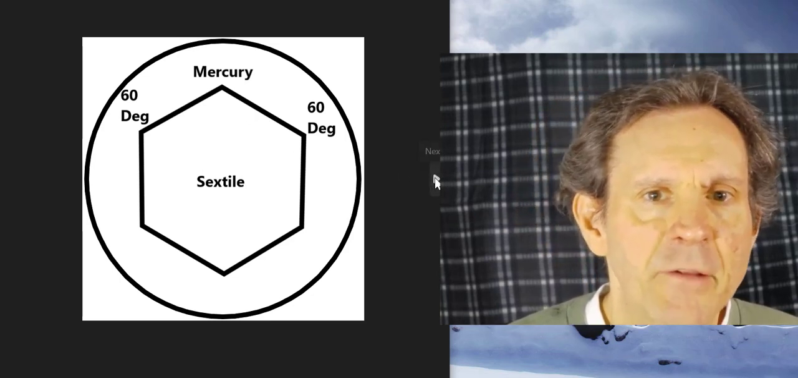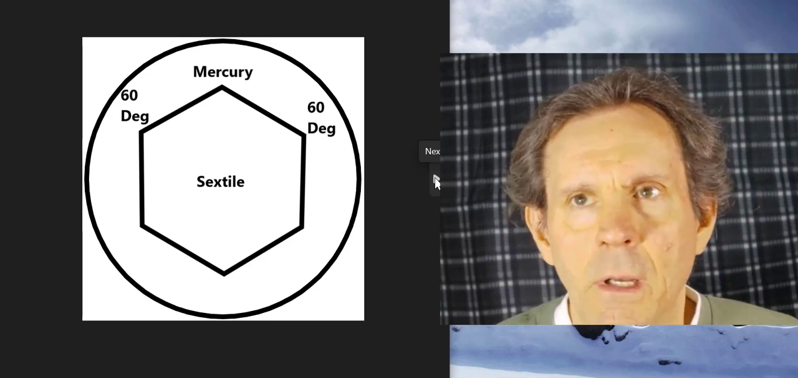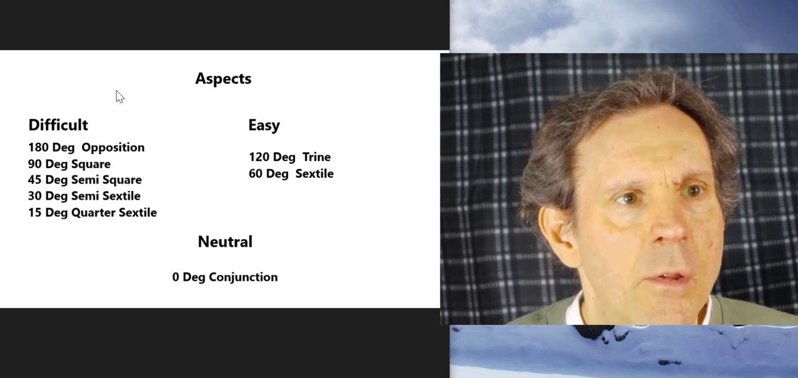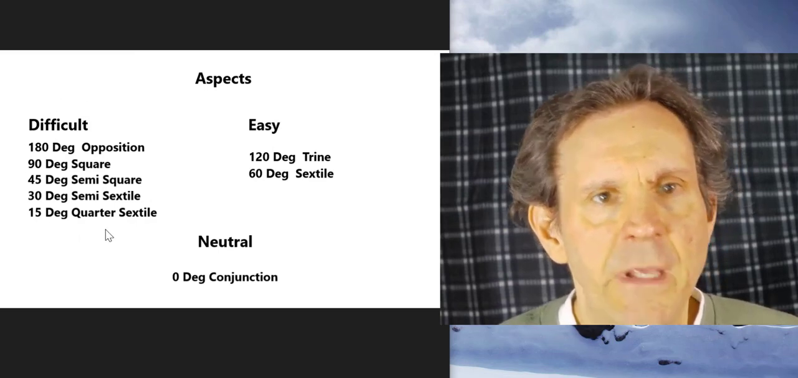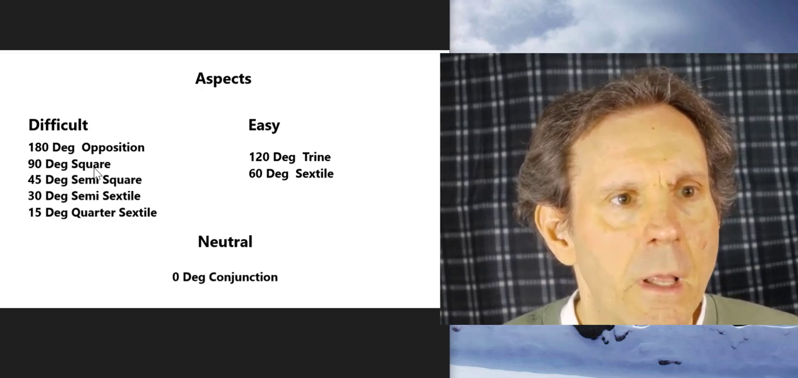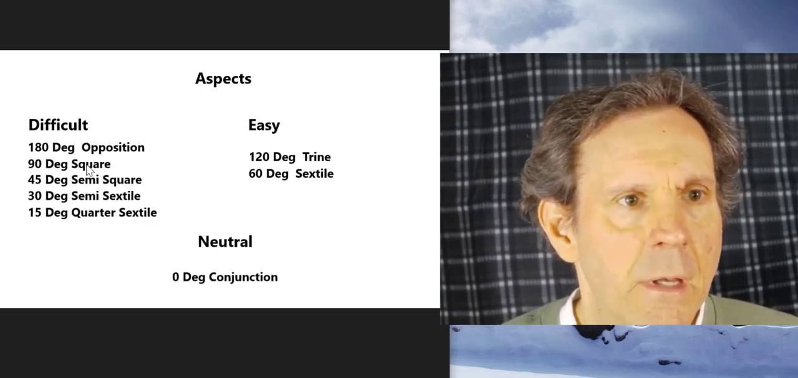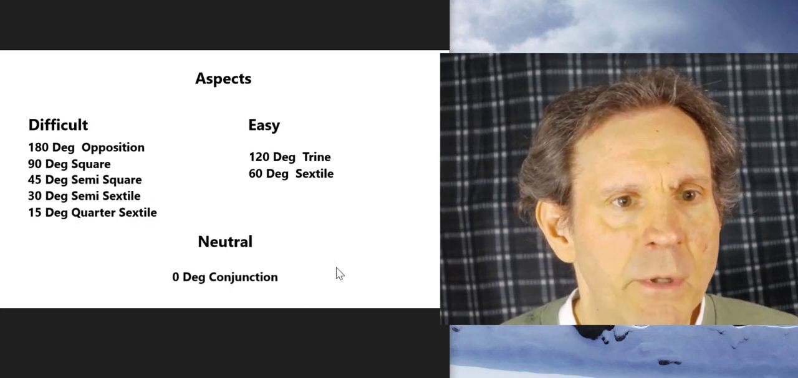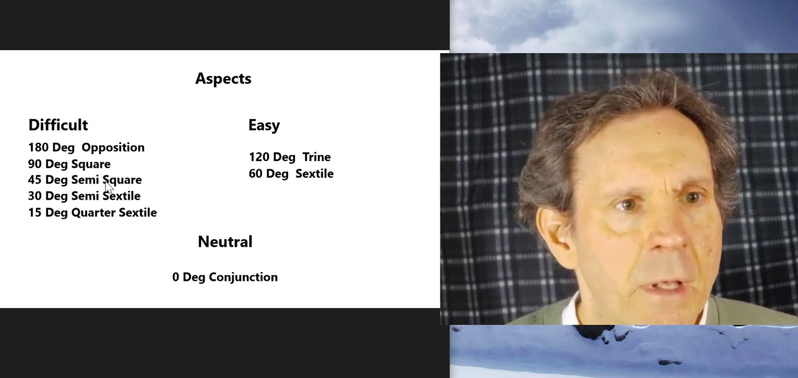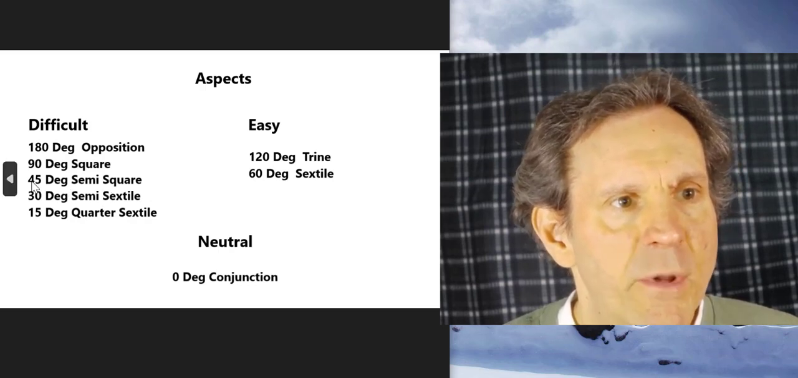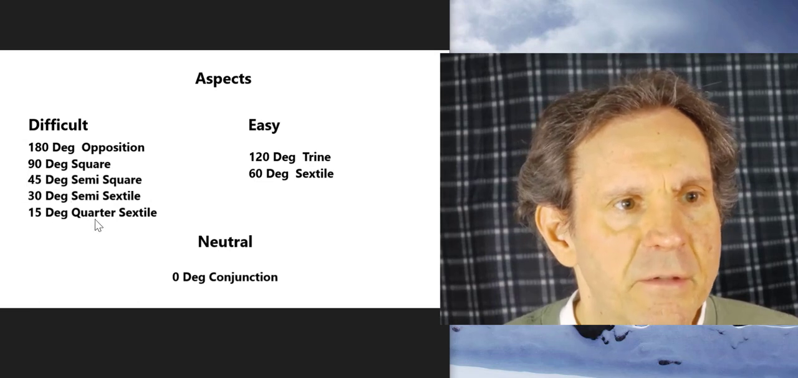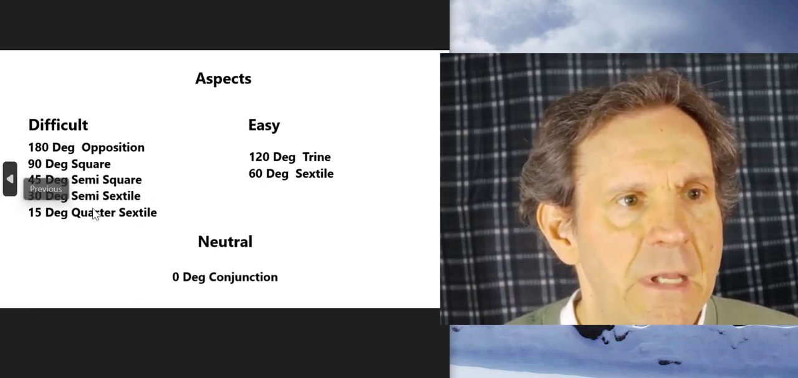Now, believe it or not, these aspects actually have meaning. And I'll explain. Here are the aspects. The ones on the left are considered to be difficult. So we just saw the opposition, we saw the square. We saw the conjunction down here. We'll get to the neutral one down here in a minute. But opposition, square, semi-square, which is 45 degrees, the semi-sextile, which is 30 degrees, the quarter sextile, which is 15.